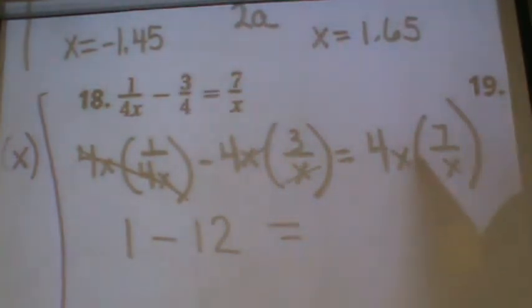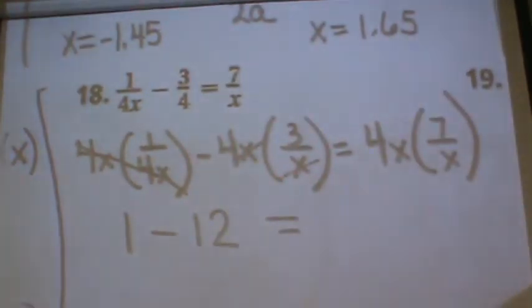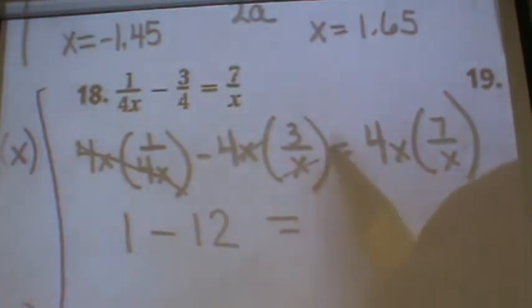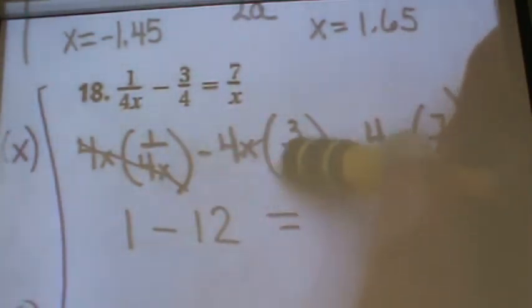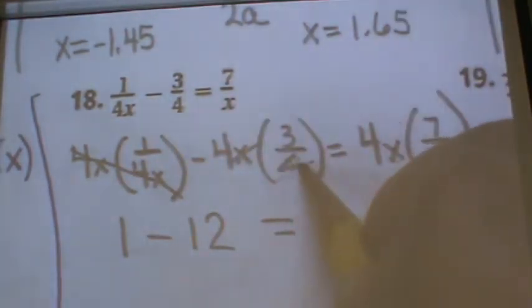What cancels here? Wait, that x is supposed to be a 4. That x on the 3 is supposed to be a 4. It's supposed to be 3/4. Oh, 3/4, good, thank you. You're welcome. Yes, 3/4, I copied it wrong.